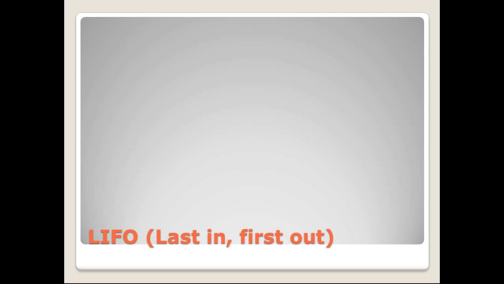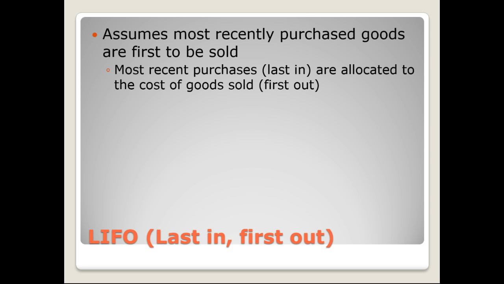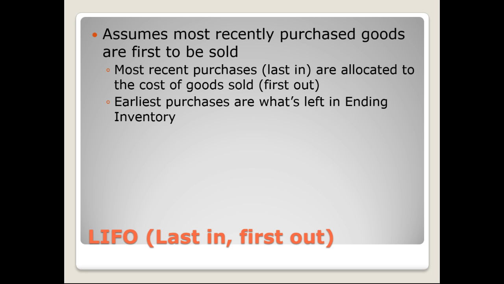We'll be covering LIFO. That is the last in, first out inventory costing method. Now, this assumes that the most recently purchased goods were the first ones to be sold. Thus, last in, the most recent, are going to be allocated to the cost of goods sold, so they are the first out. The earliest purchases will be what's left in your ending inventory in any period.